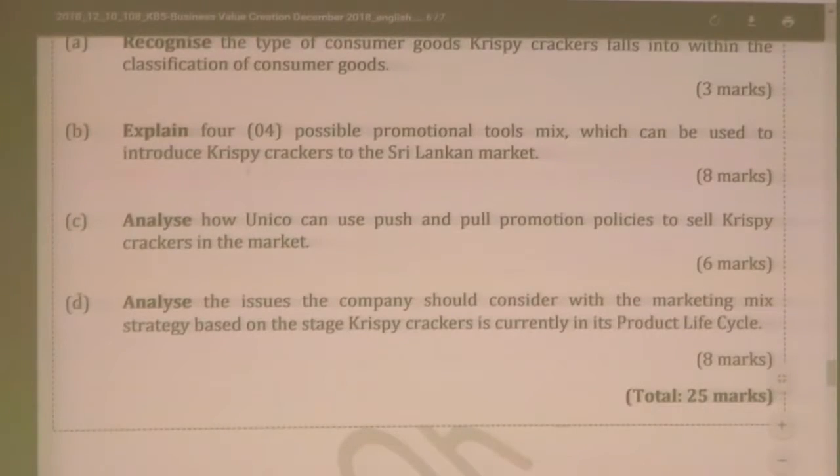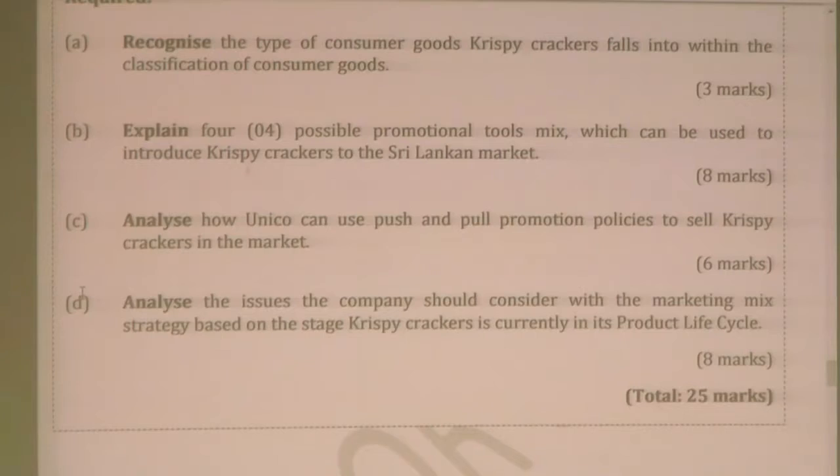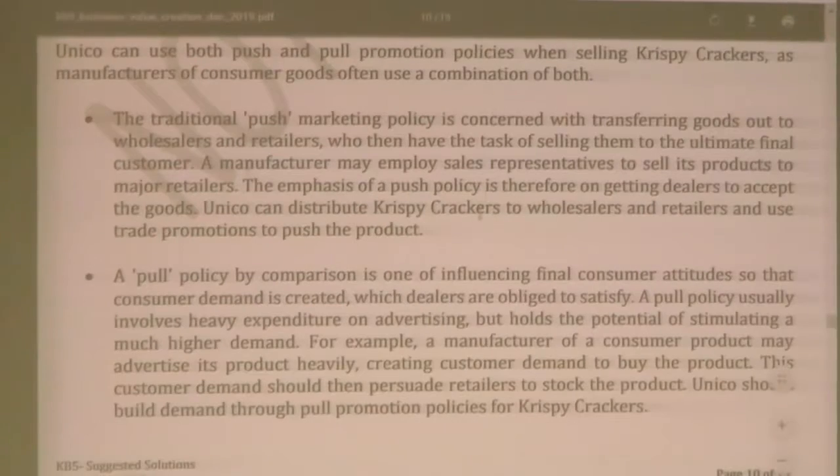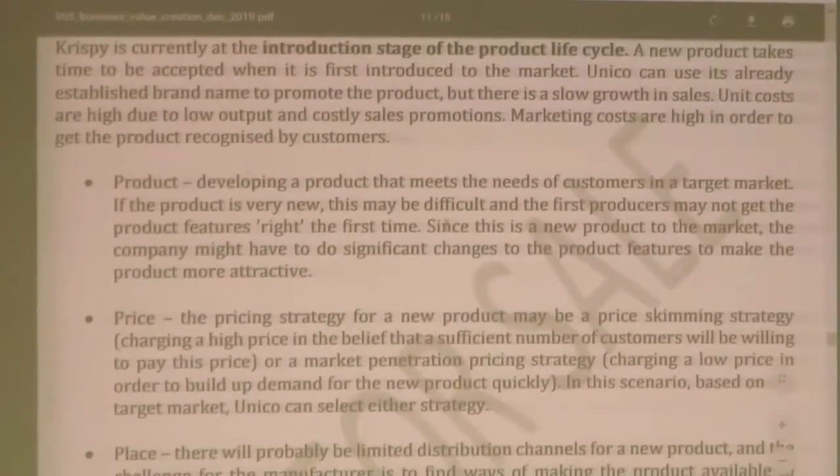Analyze the issues the company could consider with the marketing mix strategy based on the stage Crispy Crackers is currently in its product life cycle. It will be at the development or introduction stage, definitely.